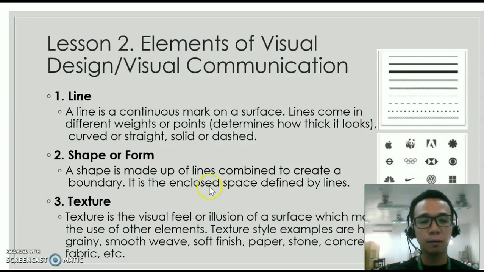And next, we have the texture. Texture is the visual feel or illusion of a surface, which may come from the use of other elements. So texture style examples are high gloss, grainy, smooth weave, soft finish, paper, stone, concrete, brick, fabric, and so on. Later on in Photoshop, you will be able to check the different textures of your image.